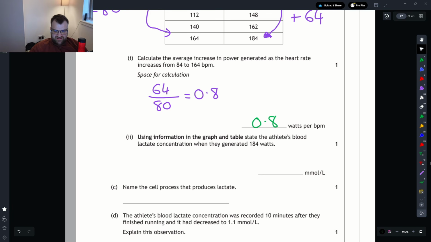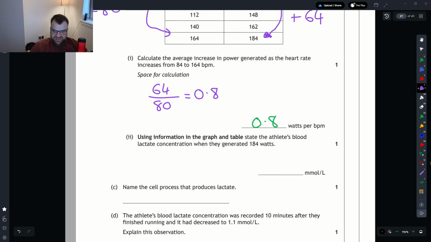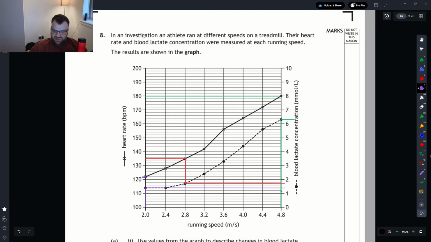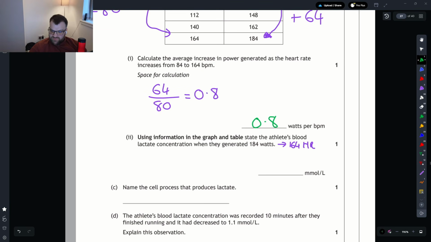Information from the graph, state the athlete's blood lactate concentration when they generated 184 watts. Well, 184 watts was 164 of the heart rate. So 164 heart rate is going to be 2 boxes up. Heart rate goes to the full bar. Then want to go down to lactate, run it across, 2 boxes up. Each box was 0.2, 4.2, 4.4 should be the answer there. So it's just about taking your time, watch out for the fact that there's 2 axes involved, and try and get them in the right order.